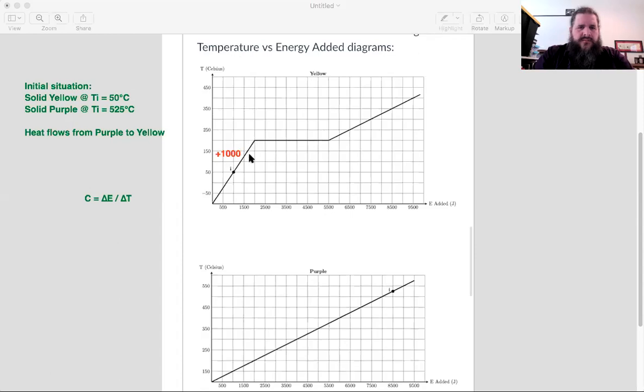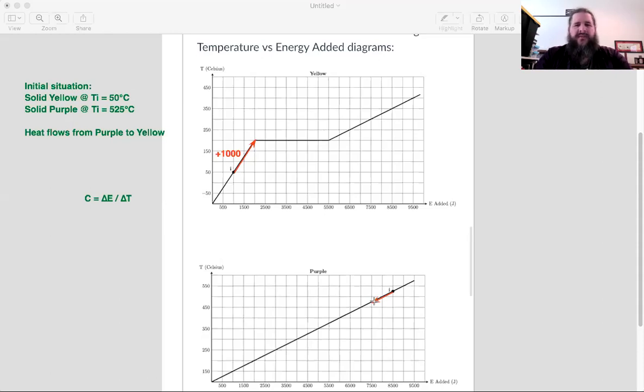So we know yellow gains, let's say 1,000 joules. And of course, it's probably going to gain more than that. But let's start with 1,000 joules gained for yellow and 1,000 joules lost for purple. And are they now at the same temperature? No, we haven't reached the same temperature yet. Yellow is currently at 200 and purple is at maybe 460 or something.